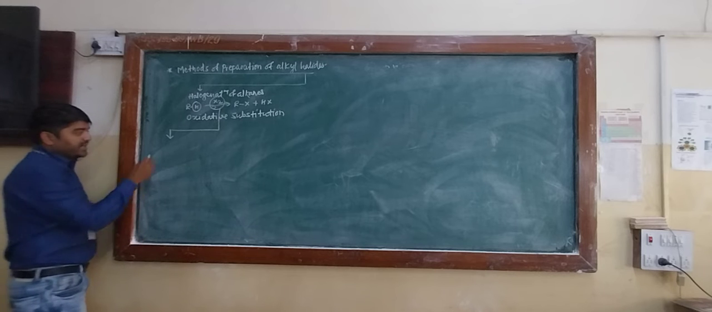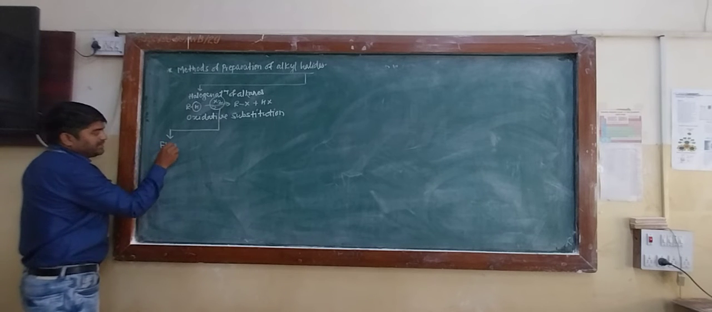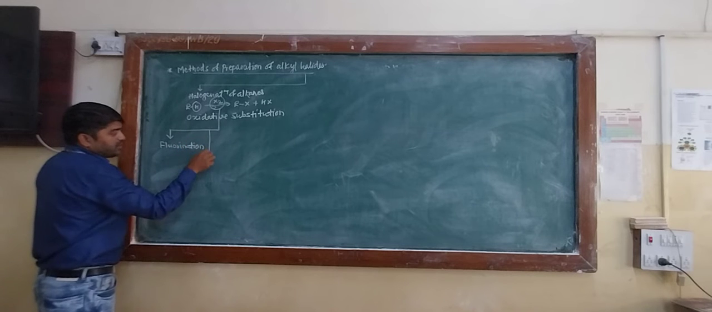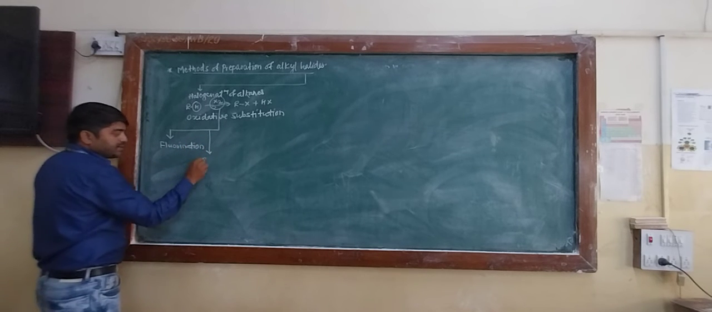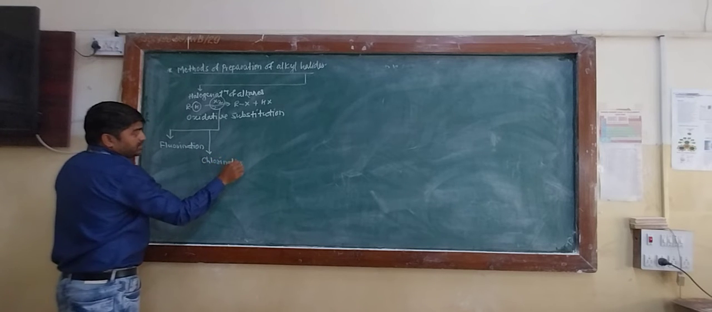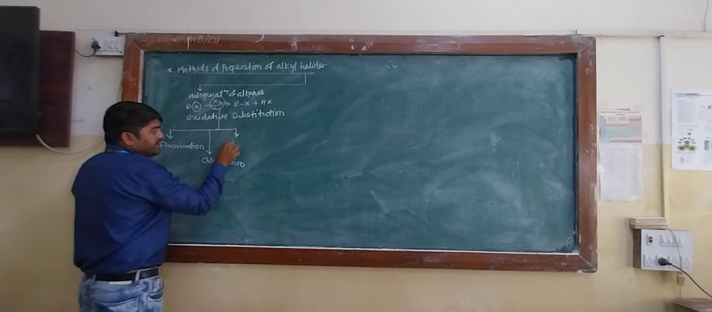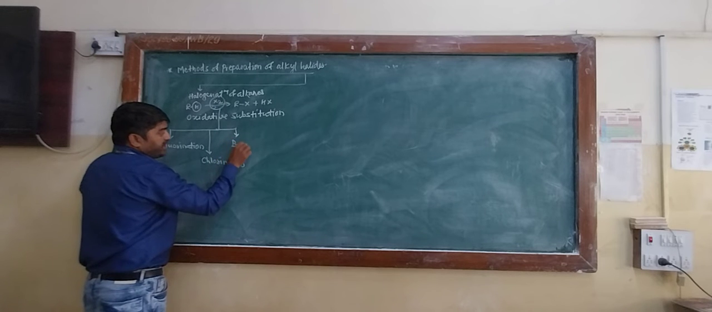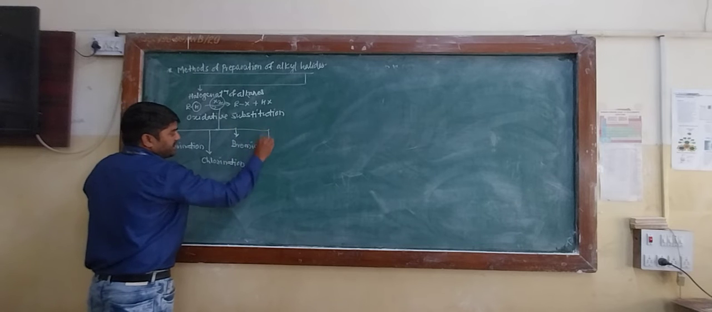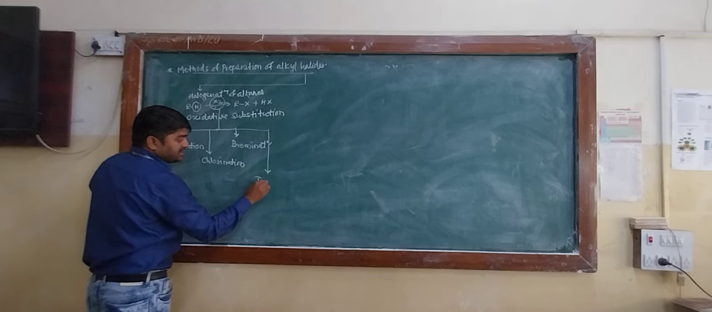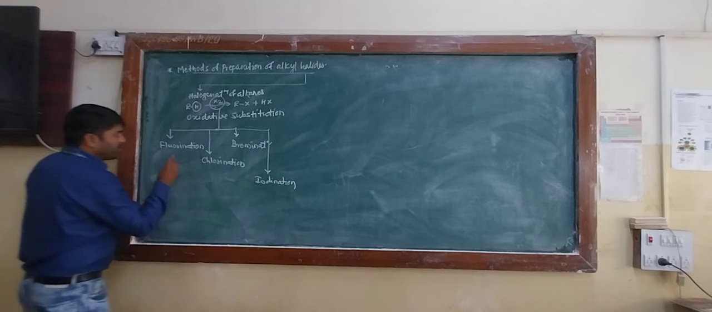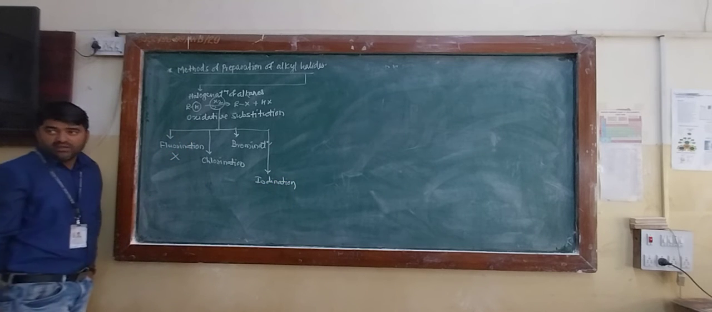If you use fluorine, then it is called fluorination. If the halogen is chlorine, then it is chlorination. If it is bromine, then it is bromination. And iodination reaction. So fluorination is not carried out because of the poisonous nature of F2.